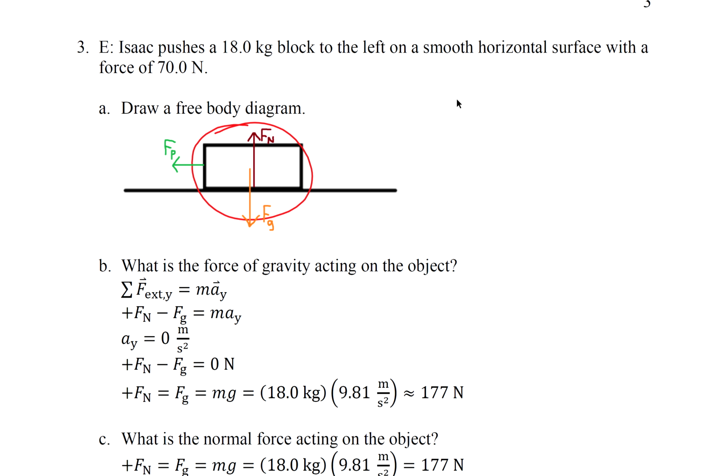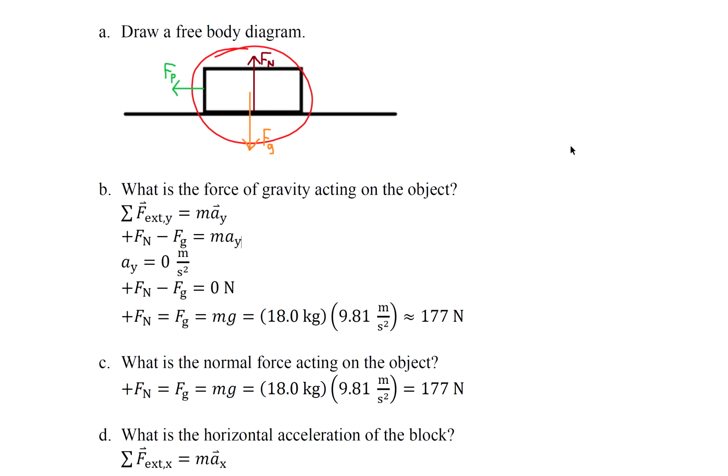Part B, what is the force of gravity acting on the object? Let's take a look at the forces in the vertical direction. Plus force of normal minus force of gravity is ma sub y. A sub y is 0. Force normal equals force of gravity, which is mg. Part C, what is the normal force acting on the object? Force normal equals force of gravity from part B.